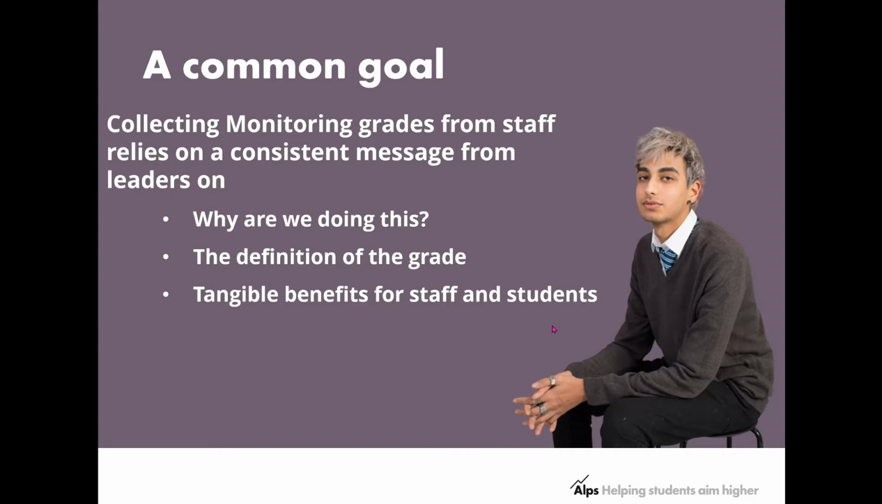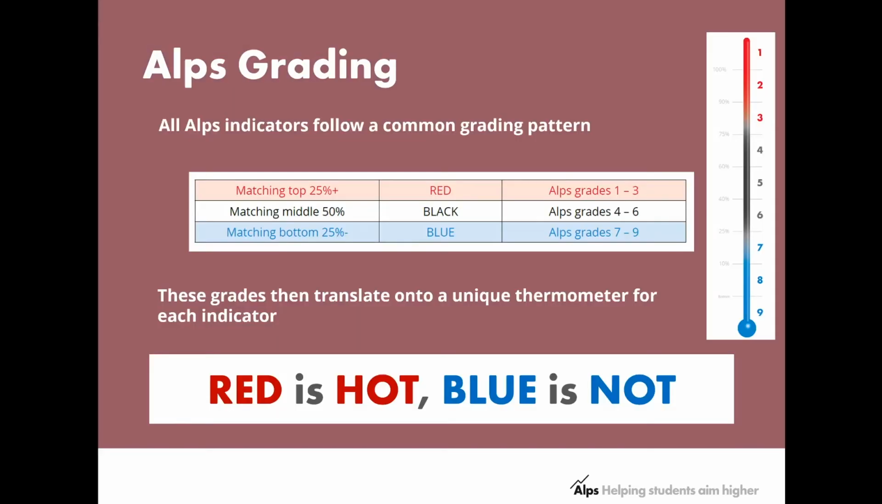Otherwise, the data that you put into SIMS or your MIS, which then gets transferred into Connect Interactive, if the data itself is not robust and you're not confident of the definition behind that grade, then things will very quickly begin to fall apart.